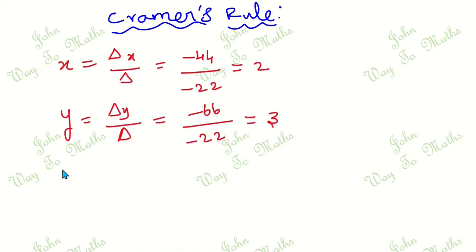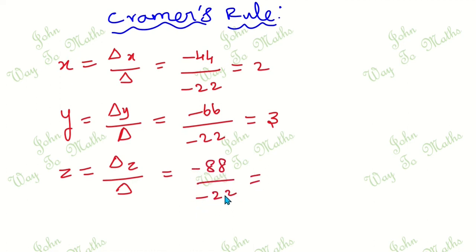So z becomes del z by delta, which is equal to del z becomes minus 88, delta becomes minus 22, which is equal to minus cancels. So 1 22s are 22, then 4 times 22 becomes 88. So 4 is the answer. Therefore the result: x is equal to 2, y is equal to 3, then z is equal to 4.